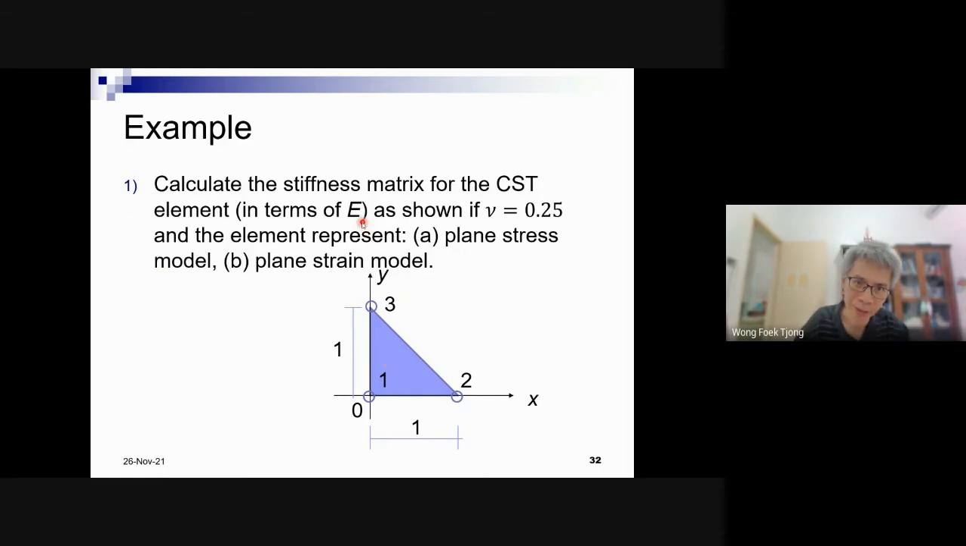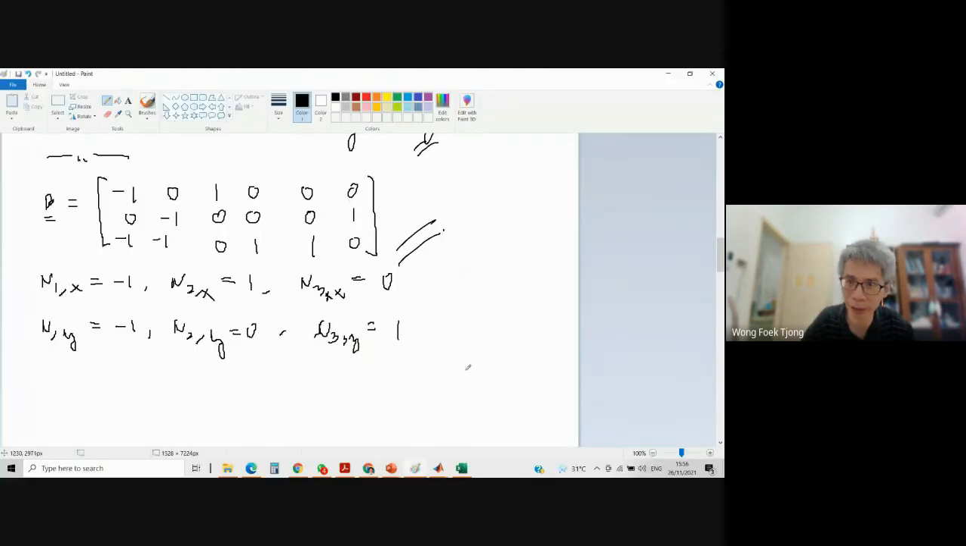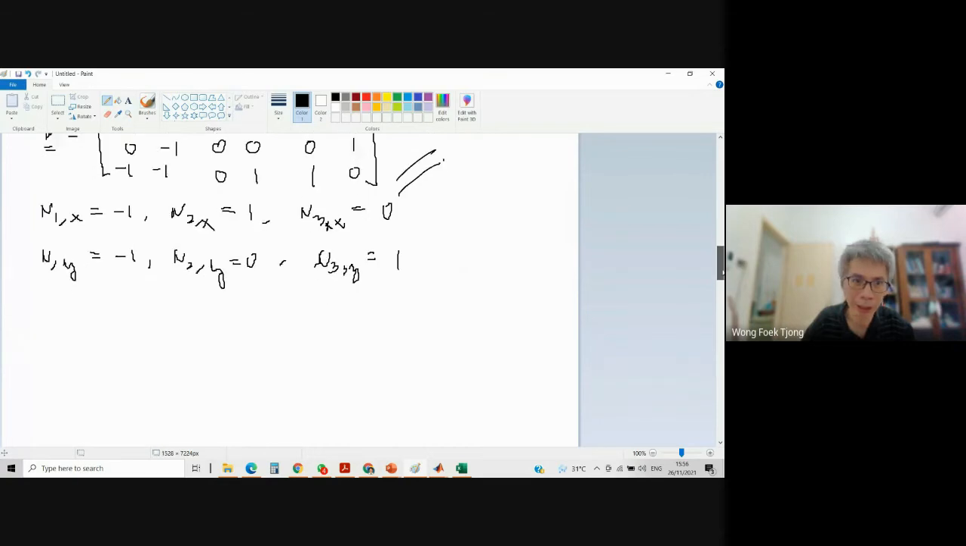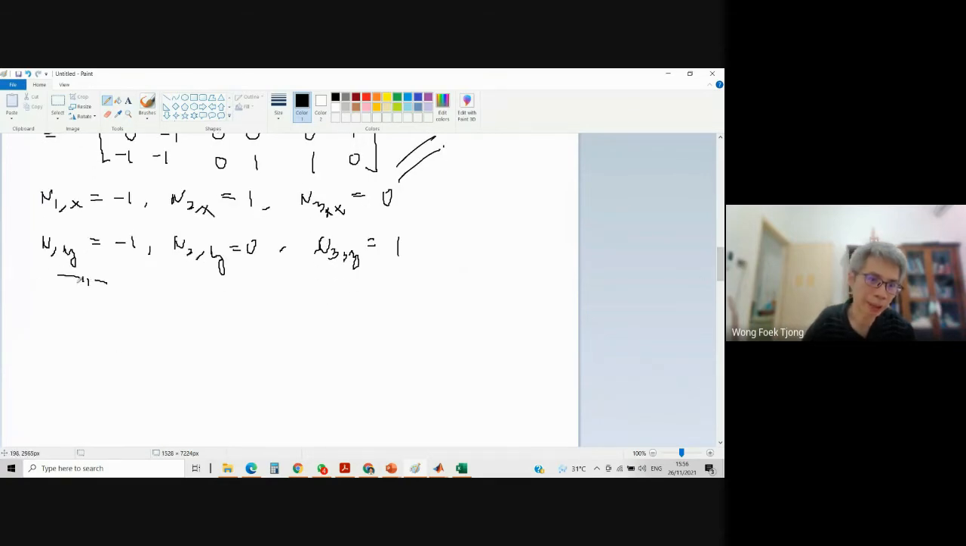Suppose that the modulus of elasticity is E and the Poisson ratio is 0.25. Let's do it if this represents plane stress, and let's do it if this represents a plane strain model. Because we already have B, the stiffness matrix for that element is B transpose E B times area times thickness.